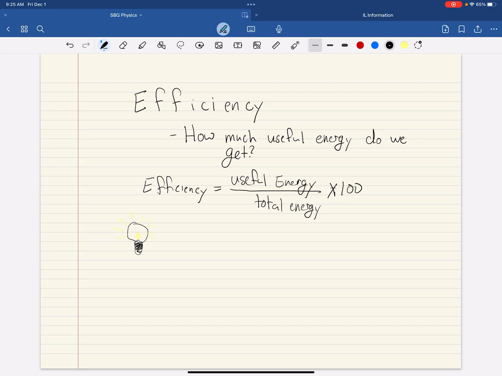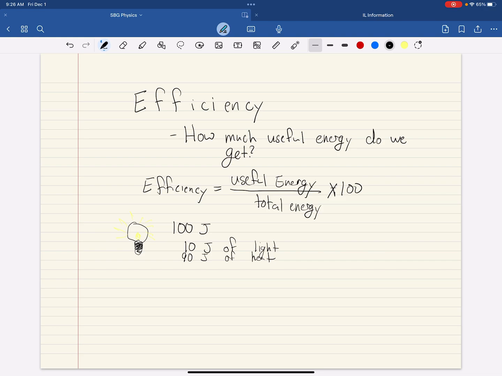So if we have 100 joules of energy going into a light bulb, what happens is you get 10 joules of light coming off of this, which is what you want, and you get 90 joules of heat. If you've ever touched a light bulb that's been on for a while, you realize it gets really, really hot. And the longer that you leave it on, the warmer it becomes. That's because most of the energy that's going into these old light bulbs actually becomes heat, not light.